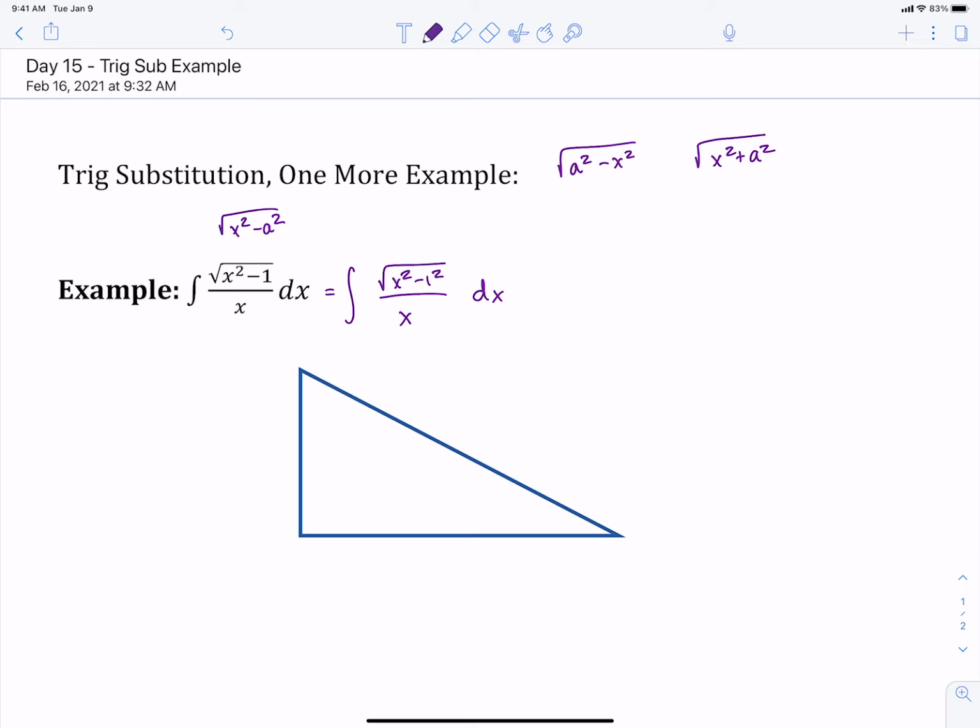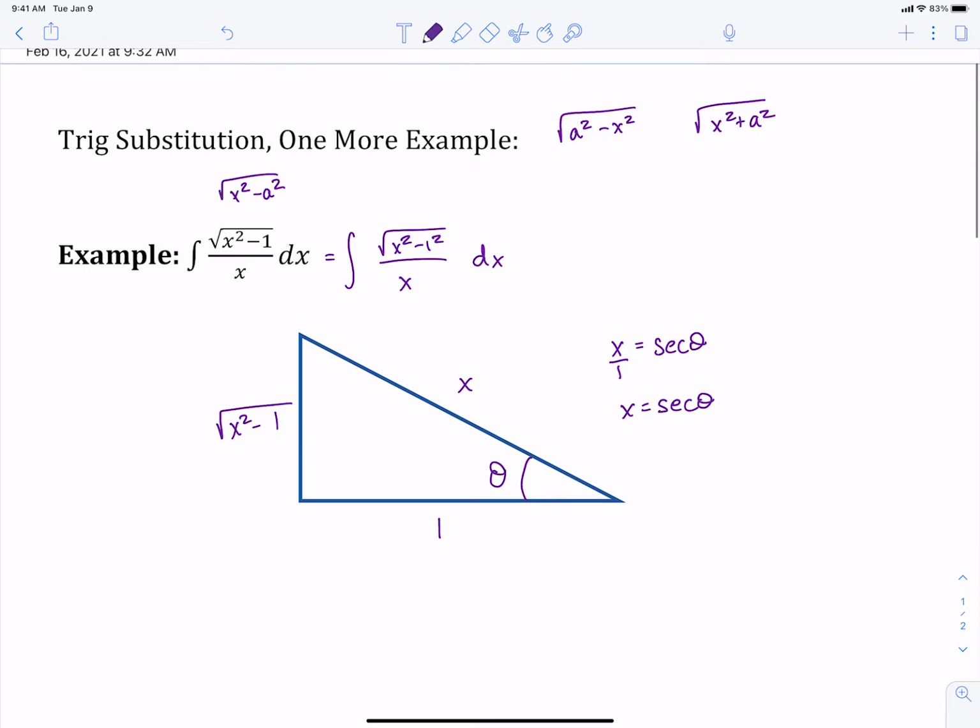But when we have this situation, how we're going to set up our triangle is we're going to put theta there, and we're going to make x our hypotenuse, 1 our adjacent side, and then the square root of x squared minus 1 is going to be the opposite side in this case. So again, we do this because then x over 1 is going to be secant of theta. So x is going to be secant. That's why it's kind of nice that a is 1 in this case.